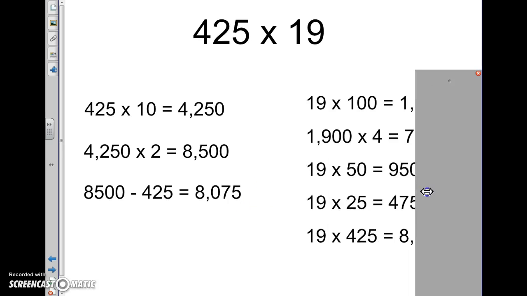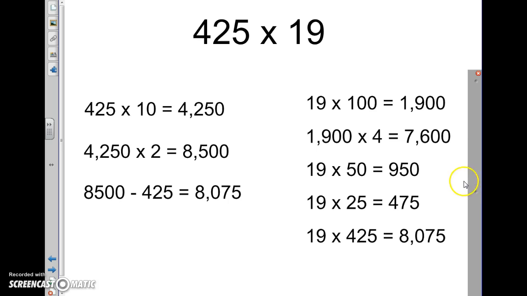Another way that this could look, and this is still using multiplication clusters, but just another way of thinking about it, I could think, well, this 425 times 19, that's like saying 425 groups of 19, right? It's the same thing. So I say, well, what's 100 groups of 19? Well, that'd be 1,900, right? I just move this over two place values because it's times 100. But I don't want to know 100. I want to get closer to 425. So times 4, right? 4 times 100 is going to give us 400. So 400 times 19 is the same as 1,900 times 4. That's going to give us 7,600.